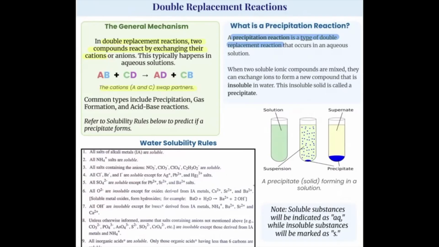Now, unlike single displacement reactions, we do not really use the activity series here. Instead, we'll be learning how to use a water solubility table, which gives us a set of rules. And these rules help us predict whether a compound is soluble in water or not. In other words, whether or not it will dissolve. And by the way, these rules are also super helpful for single replacement reactions too, which I promise we'll do practice problems on in another video, so don't worry.